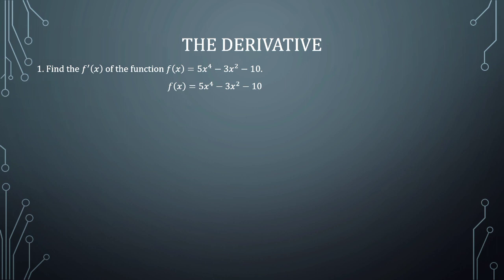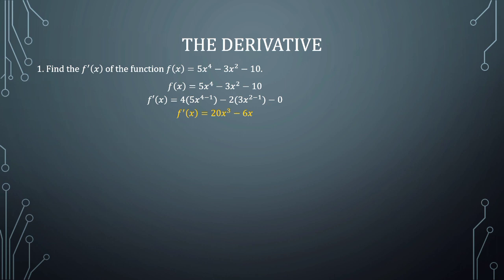So n here is 4, and 2. We follow the procedure: it would be 4 times 5x raised to 4 minus 1, then minus the exponent, or the value of n, 2 times 3x raised to 2 minus 1, minus 0. So the answer would be 4 times 5 is 20, and 4 minus 1 is 3. So 20x raised to 3, then minus 6x.